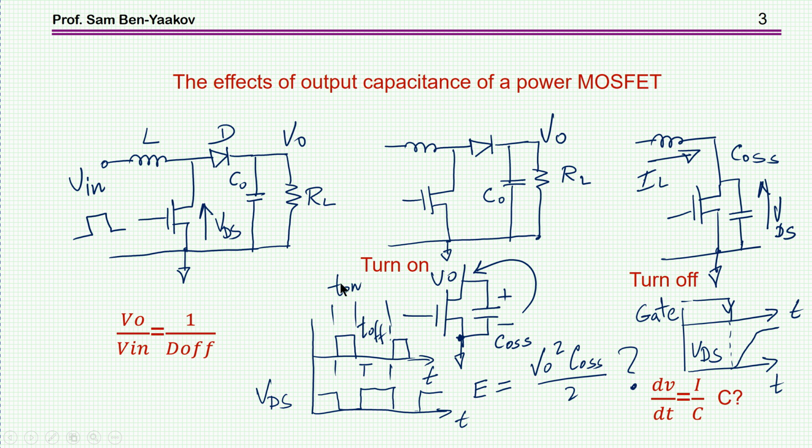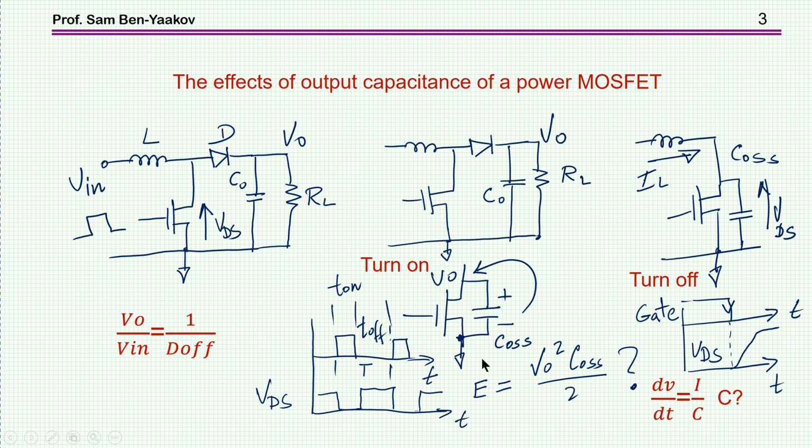Now let's see what happens during the turn on time. Before the turn on, the current is flowing through the diode. I'm talking about the continuous current mode, just a regular operation. Current is flowing through the inductor, diode, to the output. And now we turn the transistor on. There is a process going on. I'm not elaborating on it. Eventually, the voltage will start dropping down. So here we see it.